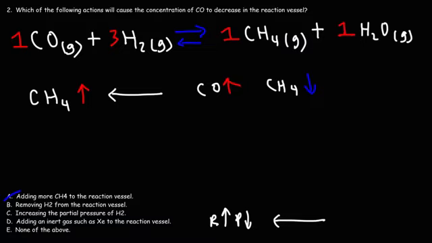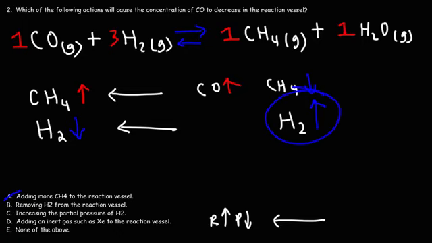Now what about B? Removing H2 from the reaction vessel. So if we were to decrease the concentration of hydrogen gas, what's going to happen? Hydrogen gas is a reactant. And as you decrease hydrogen, the reaction is going to shift towards it. Remember, the system is going to try to do the opposite of what you did to it. Because you removed hydrogen, the system wants to increase it back to its original level, or at least somewhere closer to its original level.